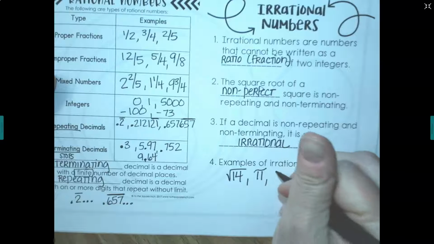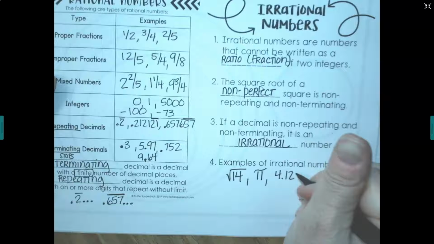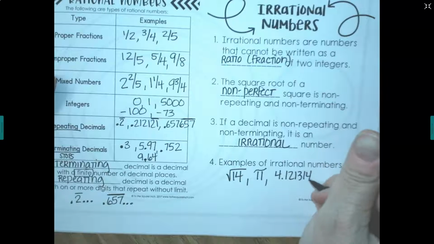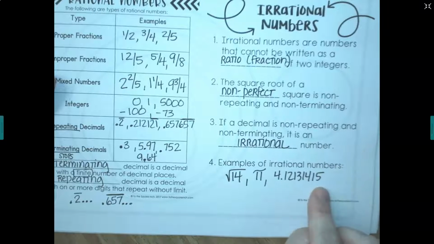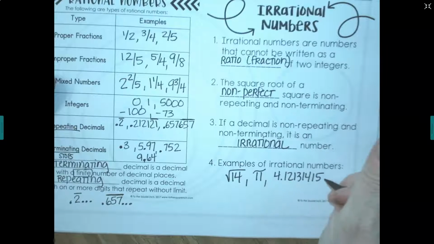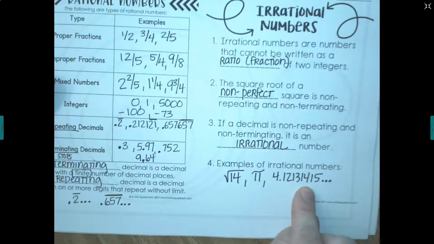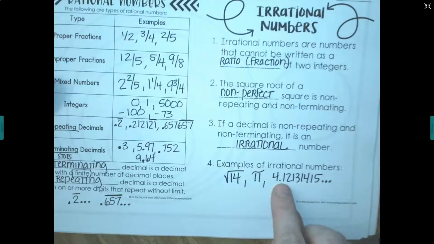We could have 4.12131415. We're seeing a pattern, but it's not the same number repeated again and again and again. 12 is different from 13, which is different from 14, which is different from 15, and it's going on. So it's non-terminating, non-repeating.